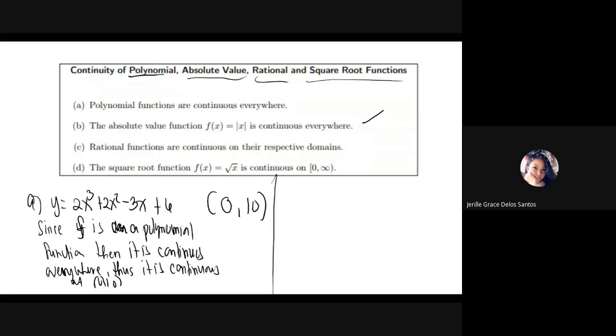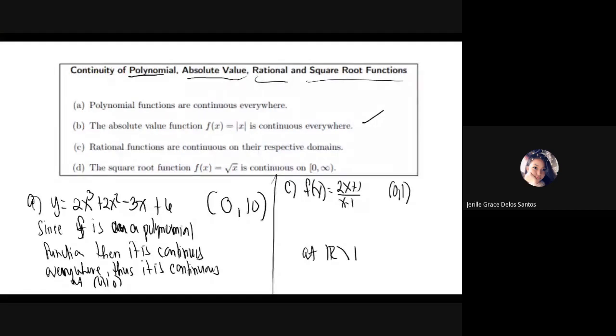For letter C, rational functions are continuous on their respective domains. For example, f of x is equal to 2x plus 1 all over x minus 1. Is it continuous on (0, 1)? You will say that the function f is discontinuous at 1. It is continuous only on the real numbers except 1. Since 1 is a restricted value, it is discontinuous there.